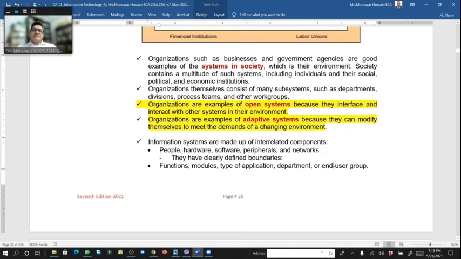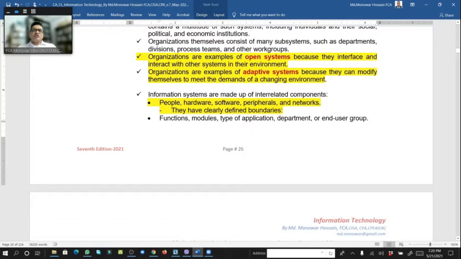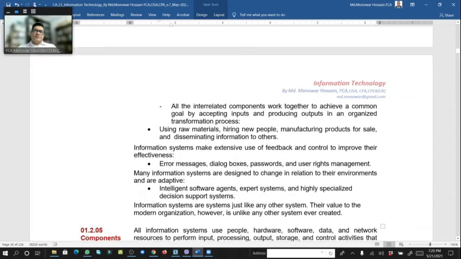Information systems are made up of interrelated components: people, hardware, software, peripherals, and networks. They have clearly defined boundaries, which we have seen before, and functions and modules, and the types of application depend on the end user group.